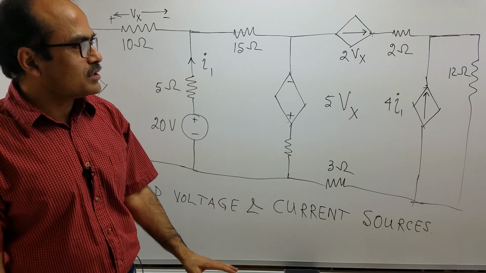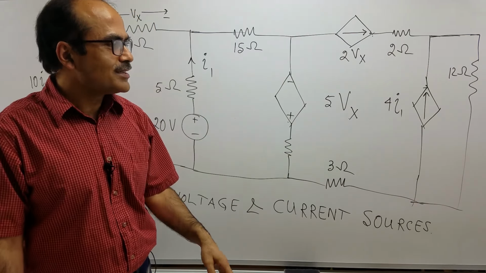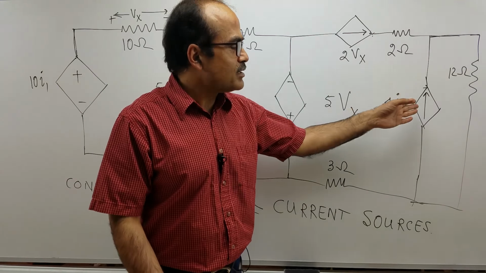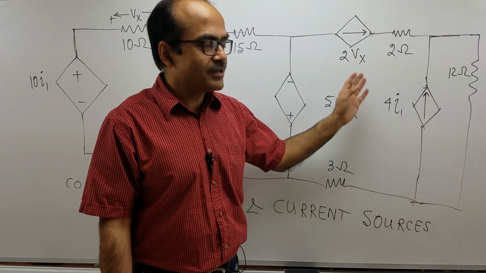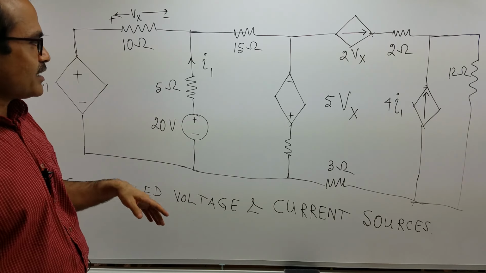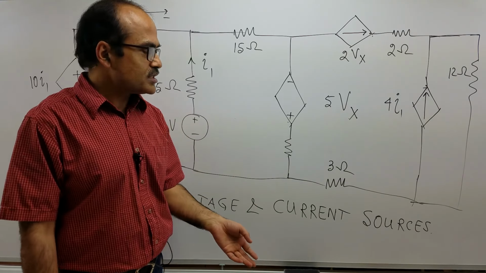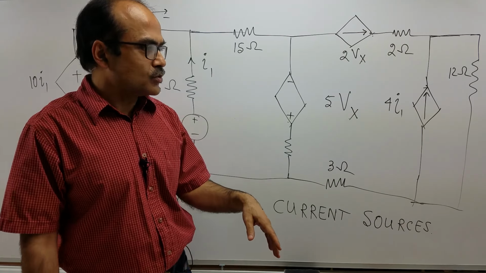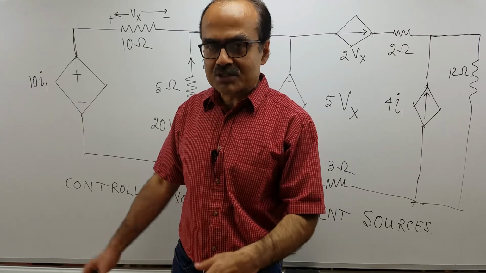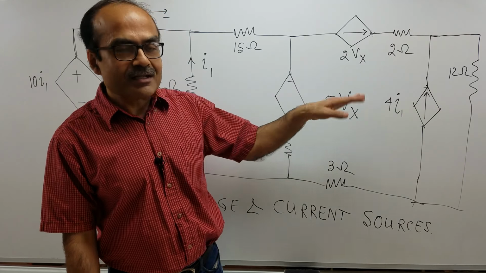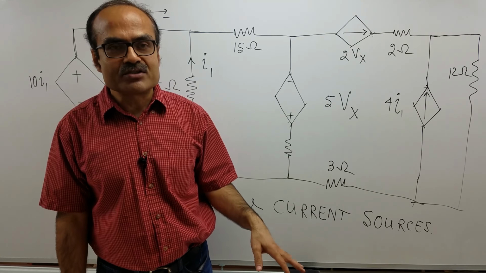So, the controlled current sources, like ideal current sources, have infinite internal resistance, and the controlled voltage sources, like ideal voltage sources, have zero internal resistance. So, they are otherwise like ideal sources. The only difference is that they are controlled by another current or another voltage.